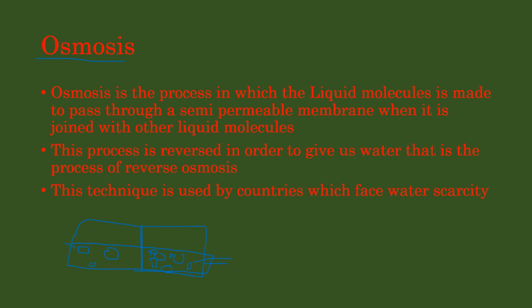But here this process is reversed in order to give us water. That is the process of reverse osmosis. That is too simple. That is, you are changing the seawater into fresh water by reversing the process. Now here the salt water is made to pass through the semi-permeable membrane and it is turned into fresh water. This is very easy. This mostly occurs in liquids, but rarely in gases.